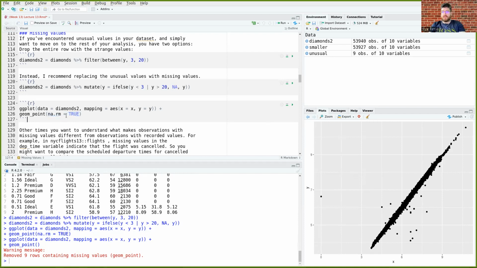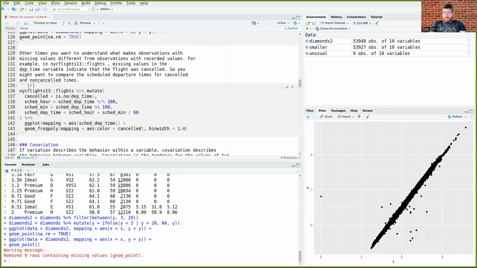But still, in order for us to leave the warning message out, we need to use na.rm. Okay, hopefully here is pretty neat. So for a small data set, change to NA, and for a large data set you can remove them because this is a negligible amount. All right, now what makes observations with missing values different from observations with recorded values?